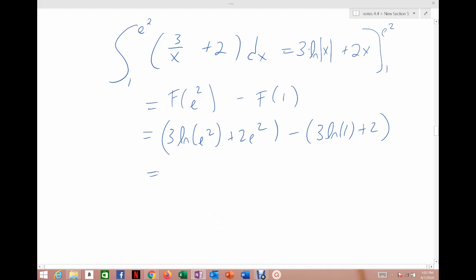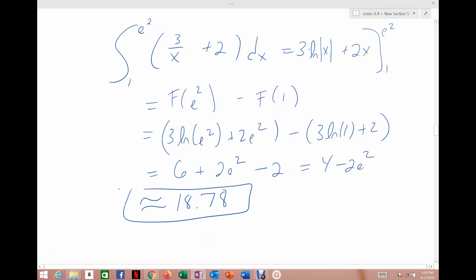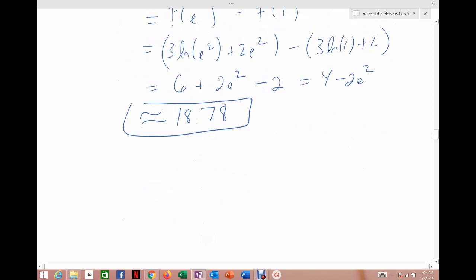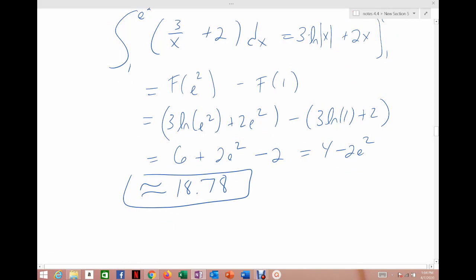Alright, and that simplifies. It simplifies exactly to 4 minus 2, but you could use the calculator and find out that it's 18.78 if I round to a couple decimal places. Alright, let's do one more example. So the answer to that was 18.78.